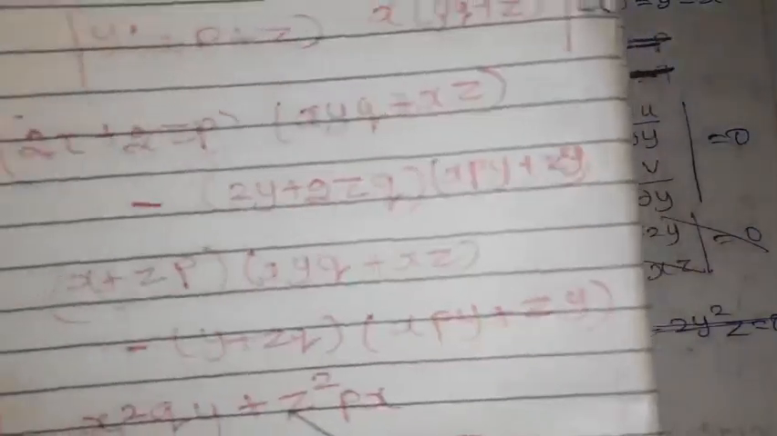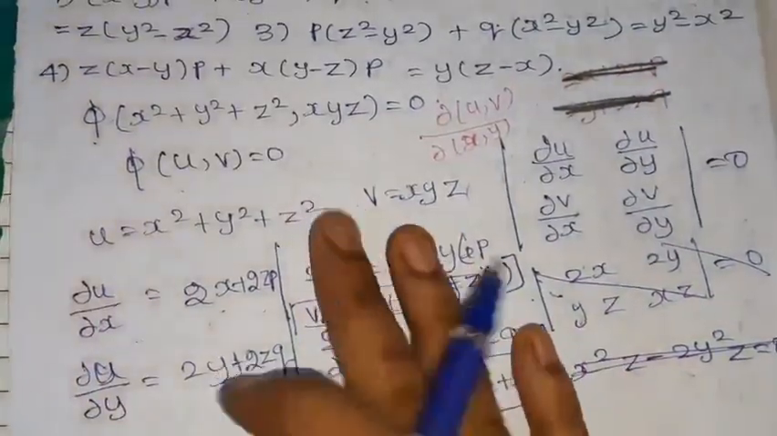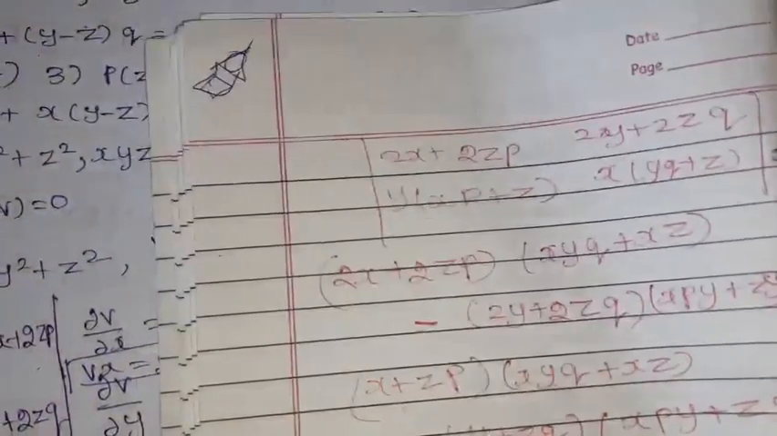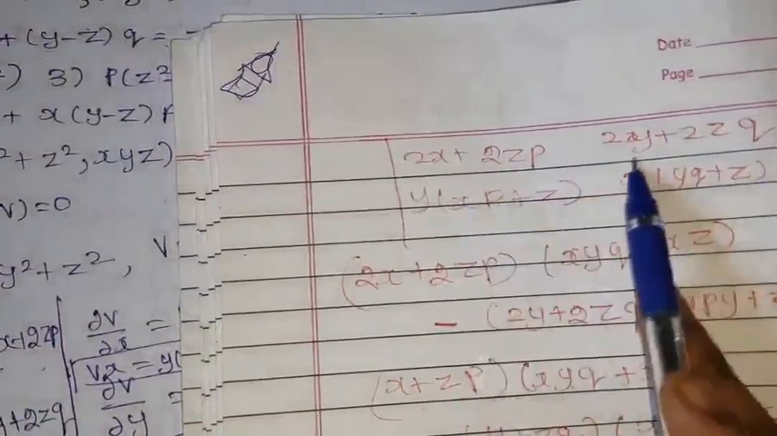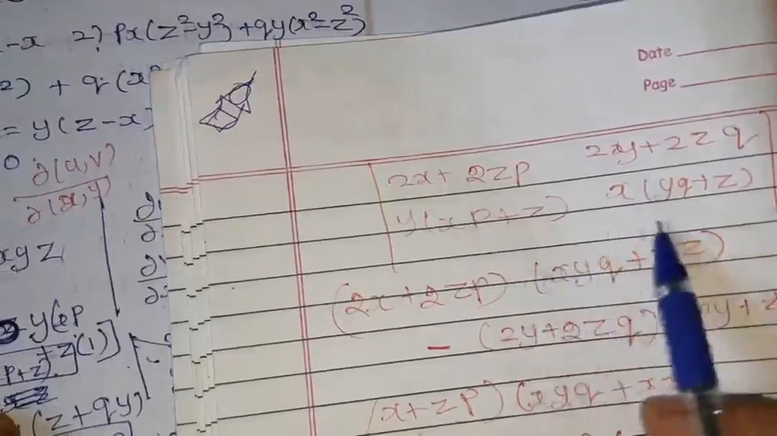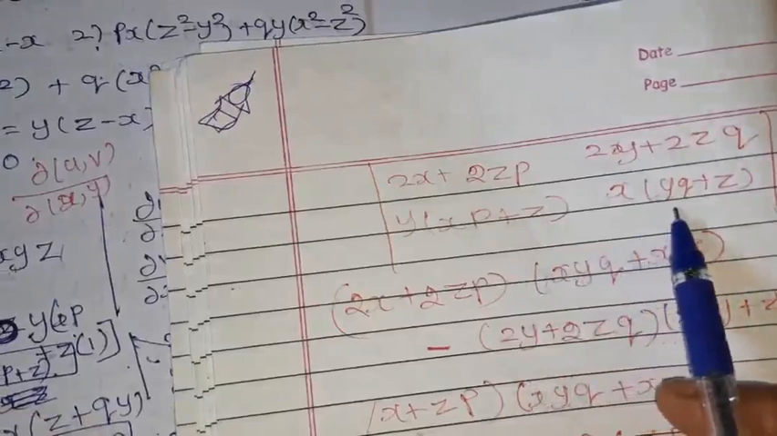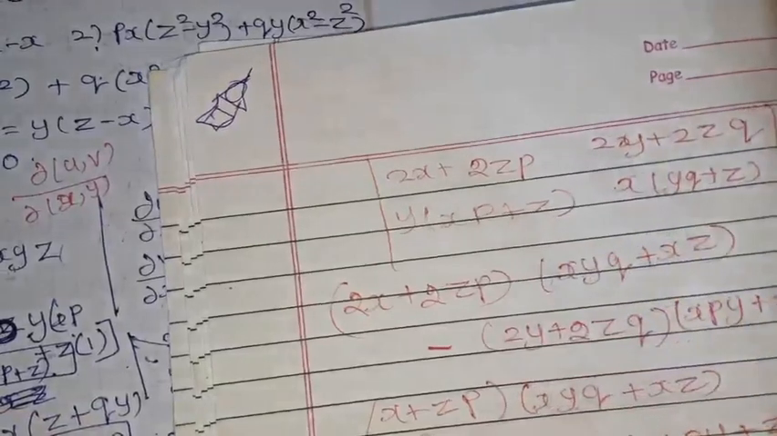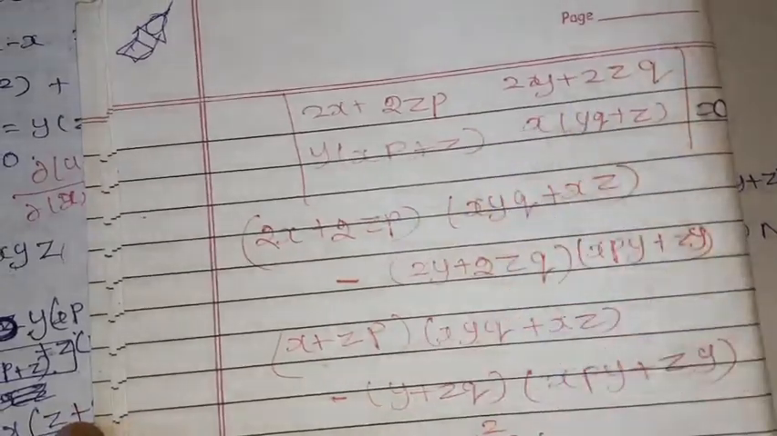See, I have solved using this paper. There is not sufficient place in this paper, so I am writing like this. Okay, 2x plus 2zp, this is ux. Then what is uy? 2y plus 2zq. vx equals y into xp plus z. In that, vy equals x into yq plus z, equal to 0. So by solving, what will we get? Cross multiply and simplify these.